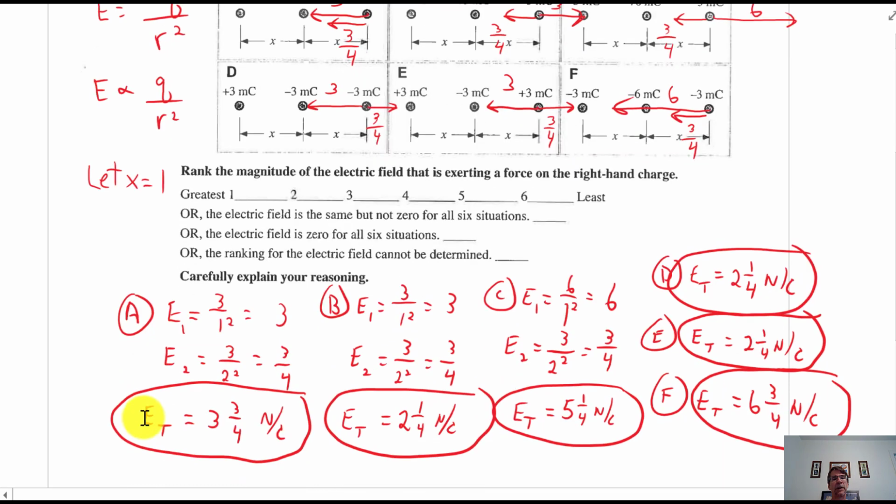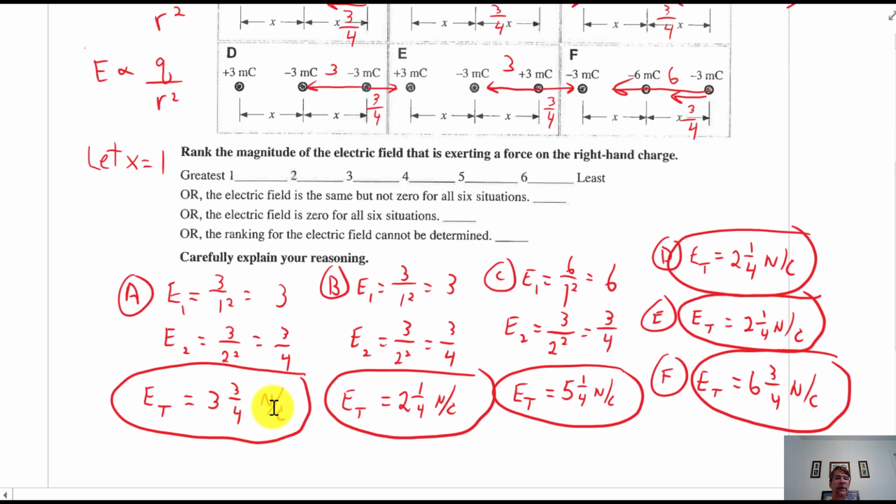I don't have the right units here right now; I'm just putting in generic units. I didn't actually put in the milli. So this might be 3.75 times 10 to the negative third newtons per coulomb. I don't even know the distance because it wasn't given; I said it was 1 meter. But it's the right magnitude, 3 3/4. Multiply by the charge to get the force. You don't need to do that right now.